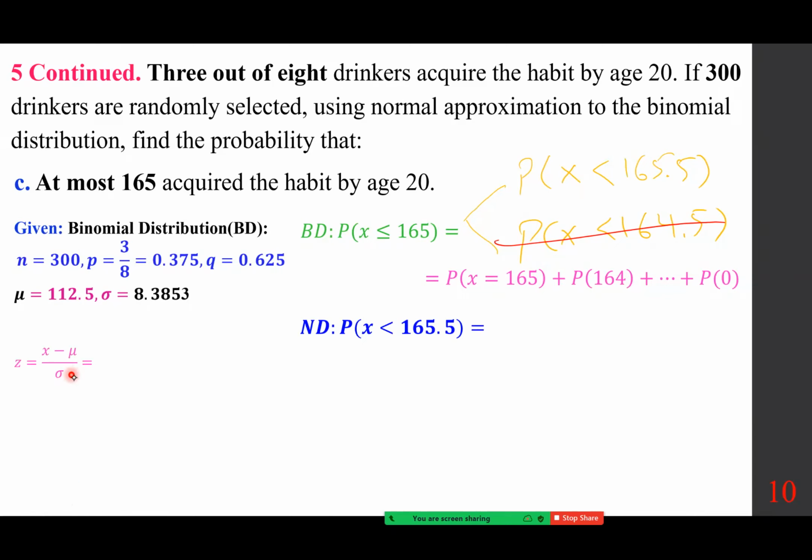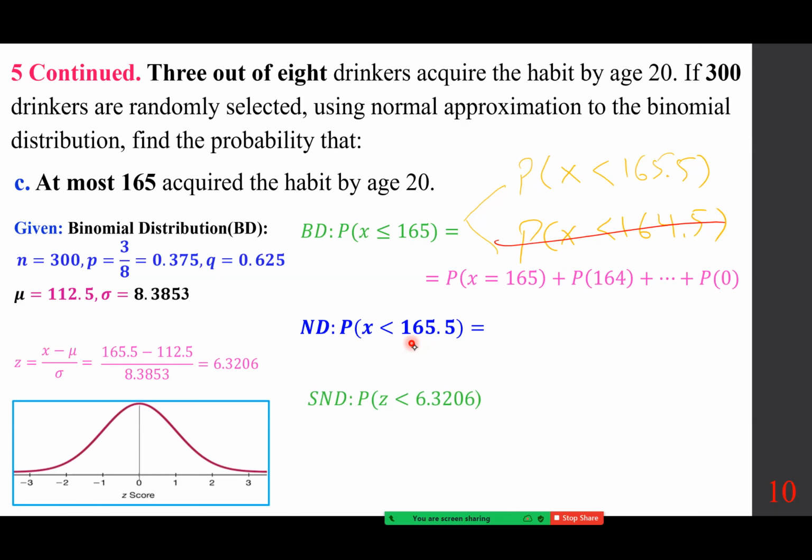Mu and sigma from here. That gives us the Z score of 6.3206. So we put it here. And if you use a graph, that means somewhere here is 6.3206. So you want all this area.